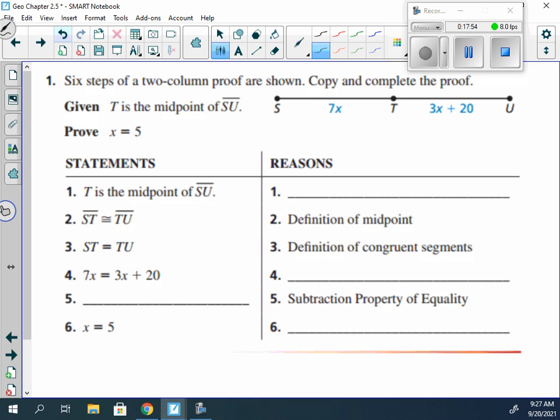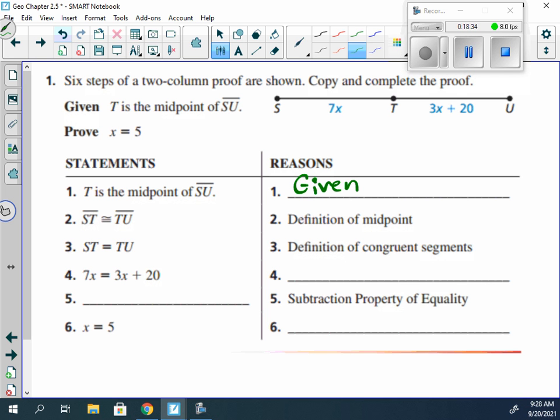Six steps to a two-column proof are shown. Copy and complete the proof. Given: T is the midpoint of SU. Prove: x equals 5. They put the given and what we're trying to prove already in the statements. Because they told us T is the midpoint of SU, and that would be our what? Given. That is our given information.